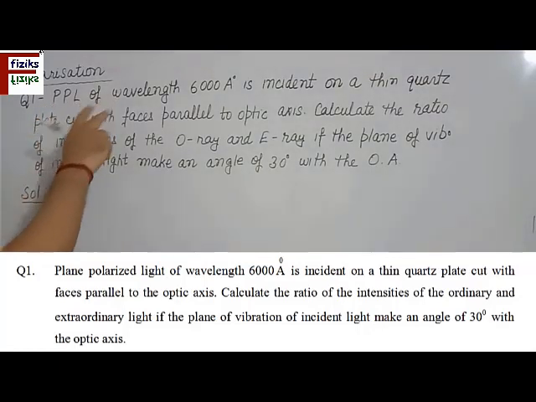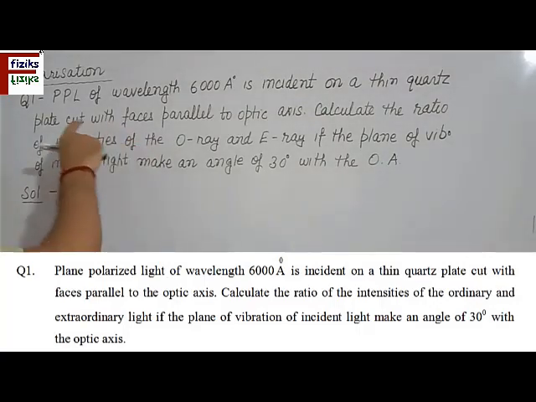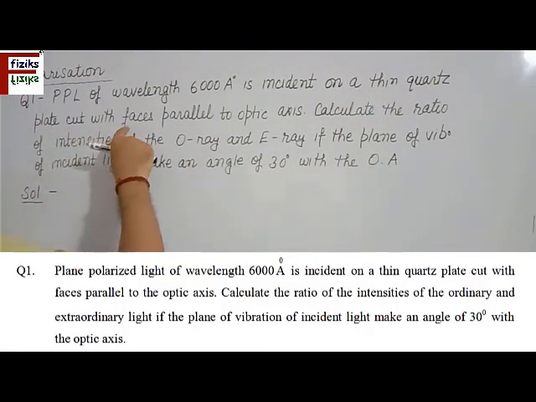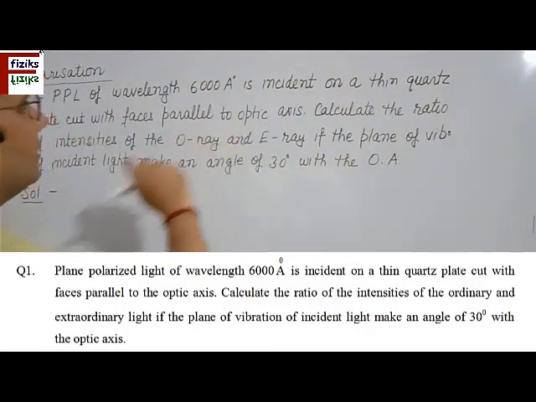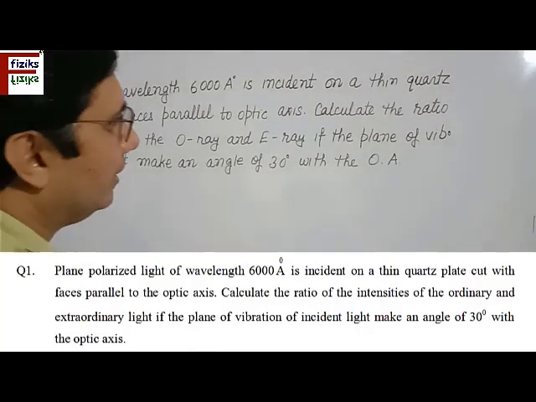Plane polarized light of wavelength 6000 angstrom is incident on a thin quartz plate cut with faces parallel to the optic axis. So here the thin quartz plate is cut in such a way that its face and optic axis are parallel to each other. Then calculate the ratio of intensities of the O ray and E ray if the plane of vibration of incident light makes an angle of 30 degree with the optic axis.